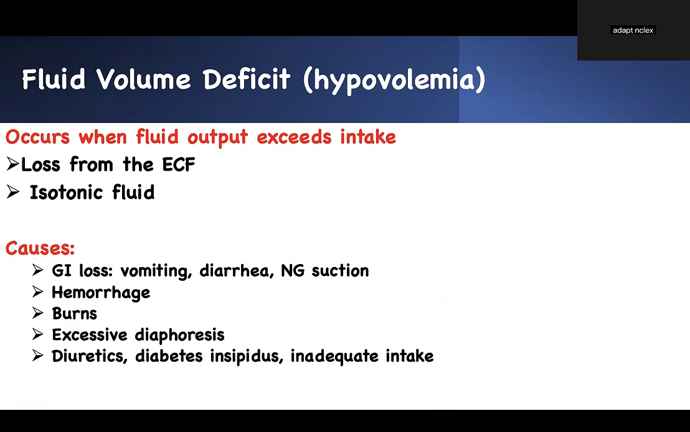Diarrhea, a bunch of diarrhea. Diabetes insipidus, a bunch of urine output. You're not able to absorb all the fluid associated with your urine. Some of it you have to reabsorb back, and you're going to lose it. And if you're not drinking a lot, that's the problem.